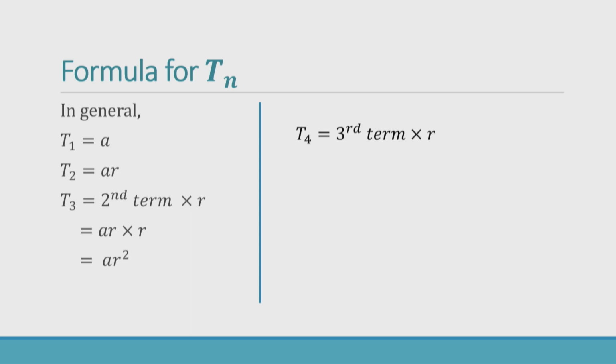T4 will be the third term multiplied by R. That is AR square multiplied by R, which is AR cube. So in general, Tn will be equal to AR to the power of n minus 1, where A will be the first term, R will be the common ratio, and n will be the number of the term.